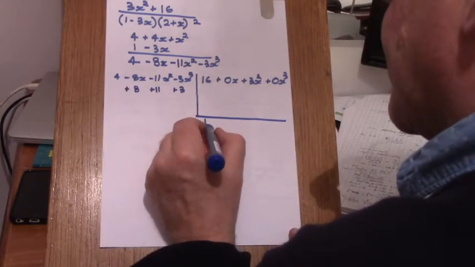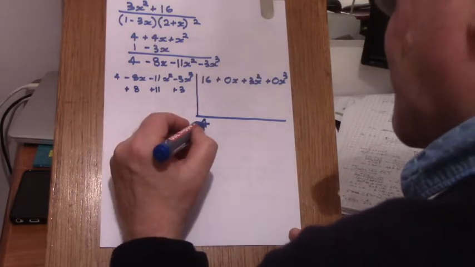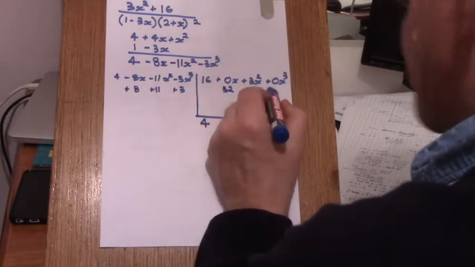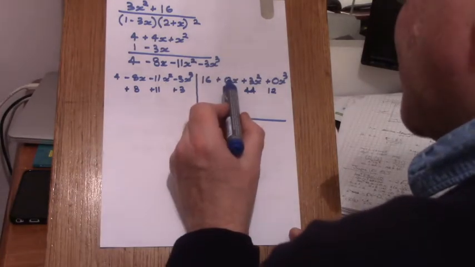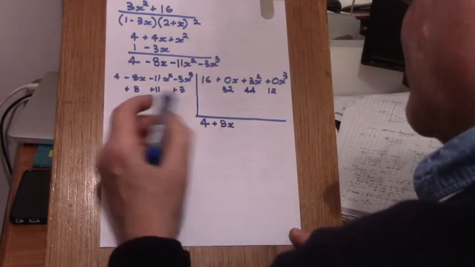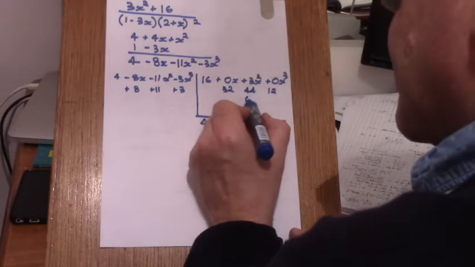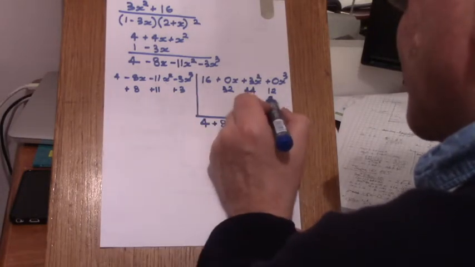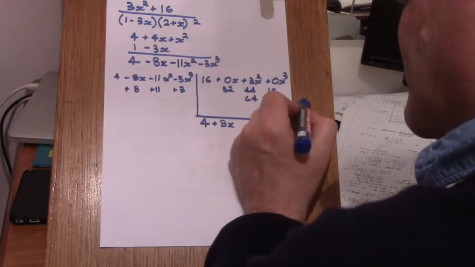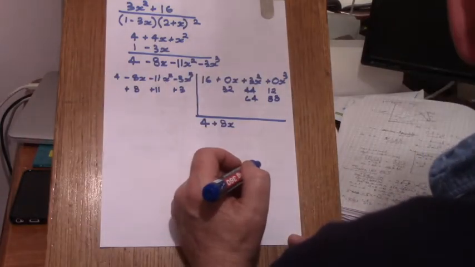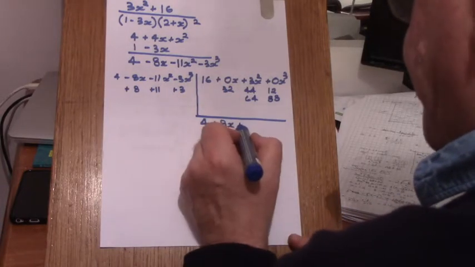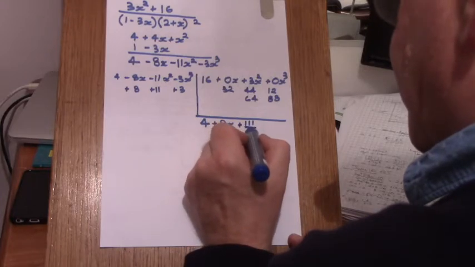4 divided into 16 goes 4. And then multiply this 4 by each of these three terms, giving 32, 44, and 12. We then add up this second column and divide by 4, giving plus 8x. Then multiply, 8 times 8 is 64. 8 times 11 goes here. 8 times 3 is 24, but we don't need any more the term in x to the fourth, so we needn't bother with that. We then add these numbers up and divide by 4, and we get 111 divided by 4 x squared.